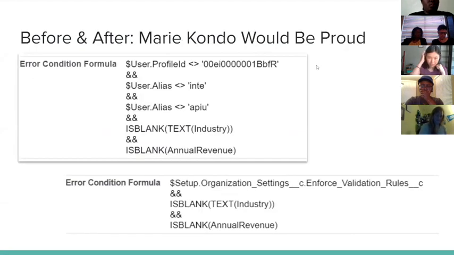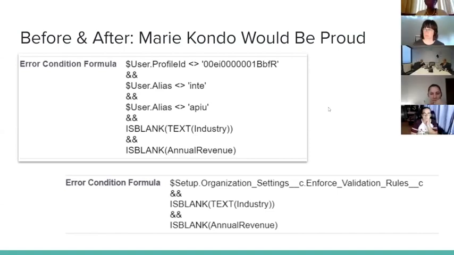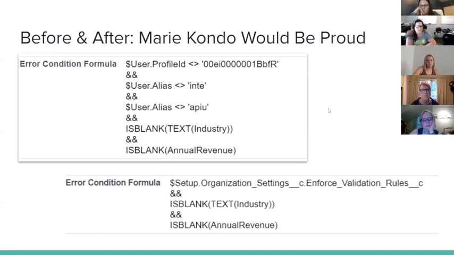Okay, so before and after, the slide I promised. Before, I had this error condition that had 3 lines that was basically devoted to excluding certain users from enforcing this validation rule. That's all been replaced by 1 line that refers to my organization settings custom setting checkbox about whether or not to enforce these validation rules. All make sense so far?